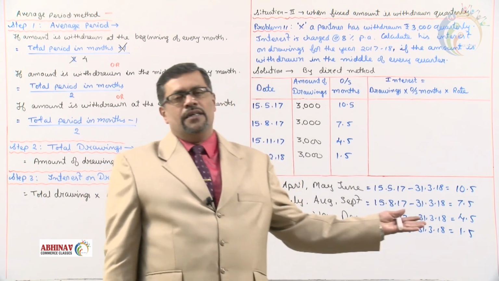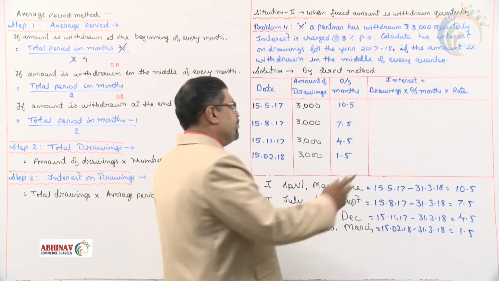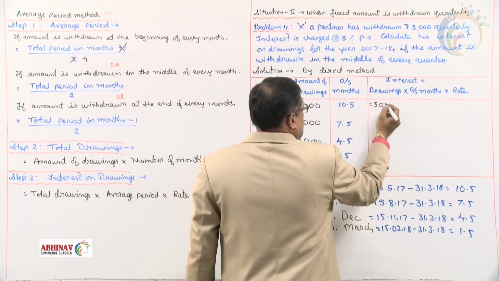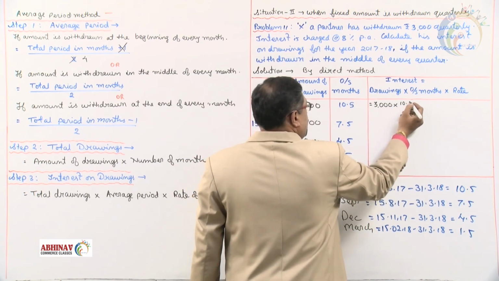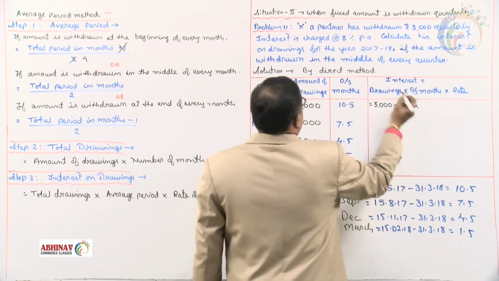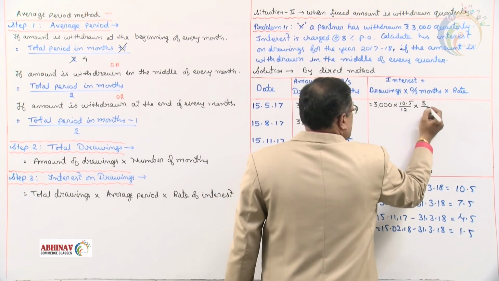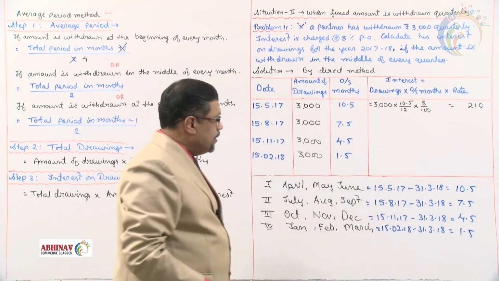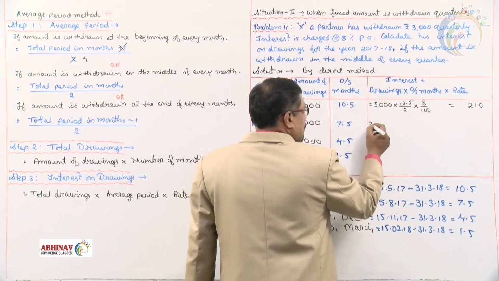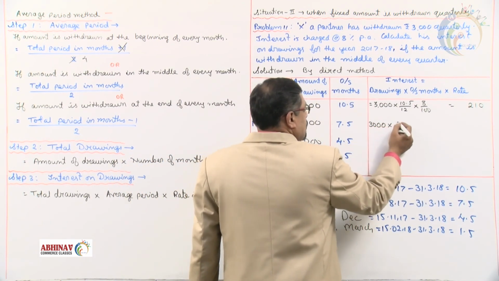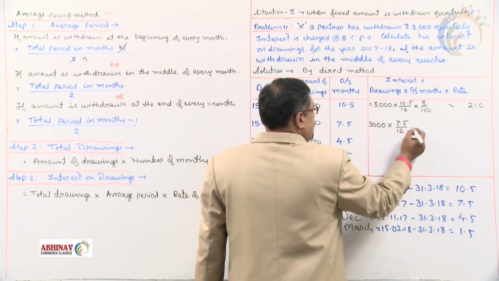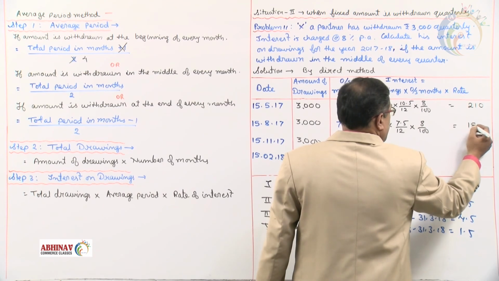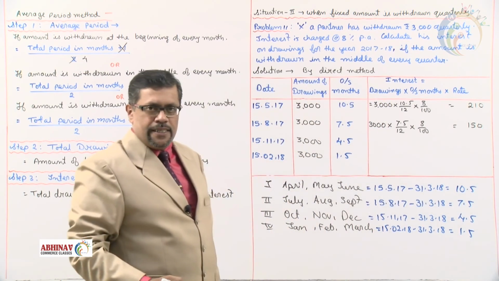Once you get the months, the calculation of interest. Let's see. 3000 into 10.5 divided by 12 into the rate of interest, 8%. The answer you get is 210. Then the next, 3000 into 7.5 divided by 12 into 8%. The answer you get is 150 rupees.